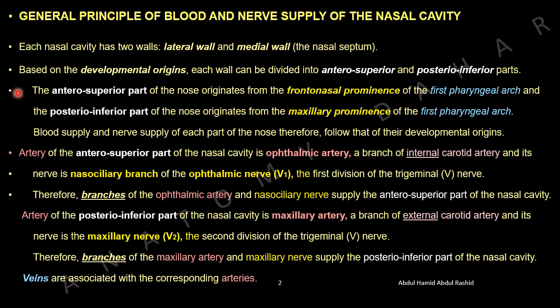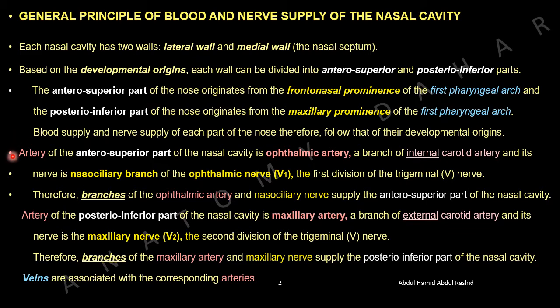The antero-superior part of the nose originates from the frontonasal prominence of the first pharyngeal arch, and the postero-inferior part of the nose originates from the maxillary prominence of the first pharyngeal arch. Blood supply and nerve supply of each part of the nose, therefore, follow that of their developmental origins.